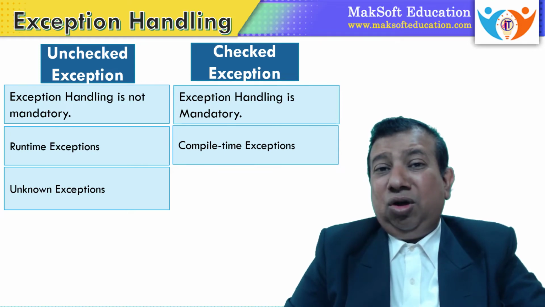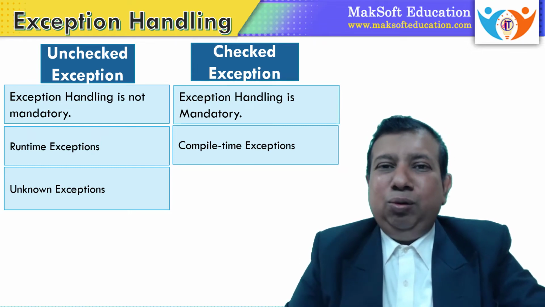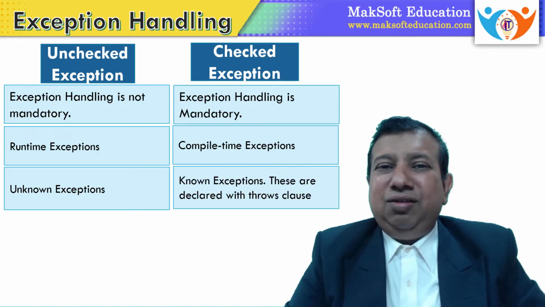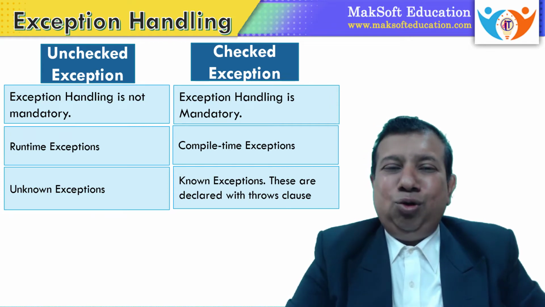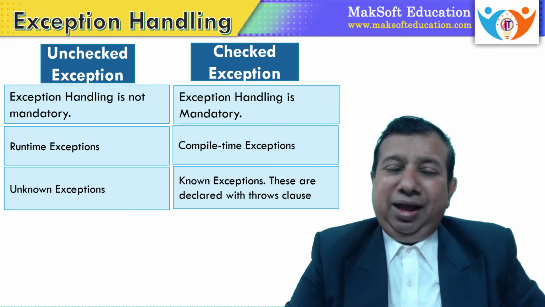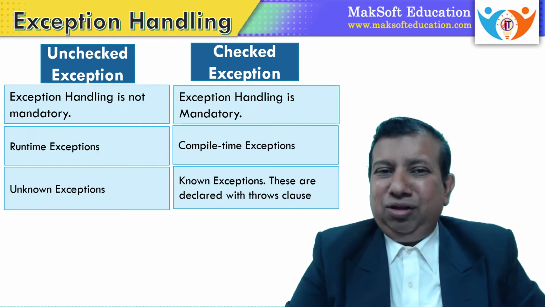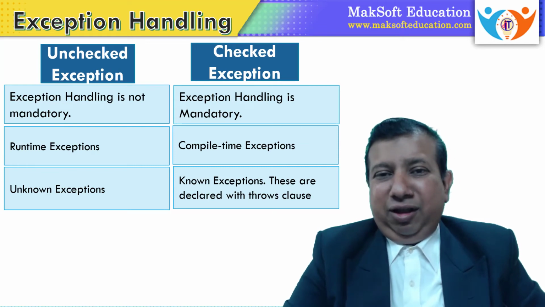All unchecked exceptions are unknown exceptions. Programmer has to find out what are possible exceptions. Programmer has to think about it. Then only it is possible to handle unchecked exceptions. But in case of checked exceptions, these are known exceptions. Whatever classes you have imported or whatever methods you are going to call, accordingly, the programmer who has created those methods has declared that these are possible exceptions, and therefore checked exceptions are known. These are already declared by using throws clause in previous class, and it has to be handled.